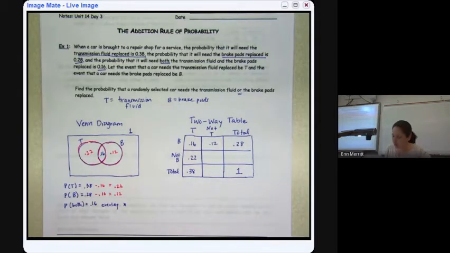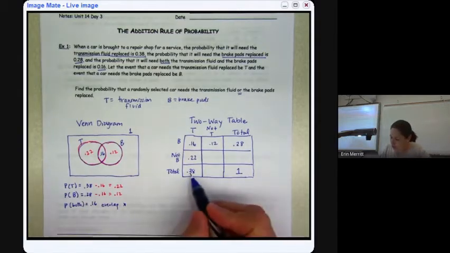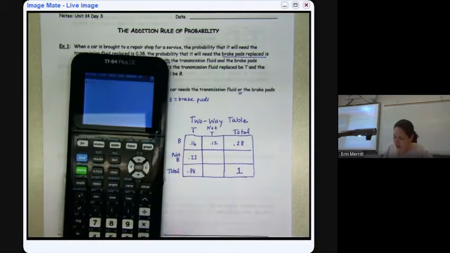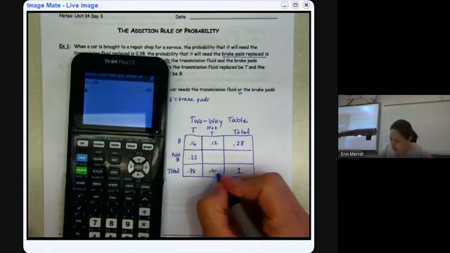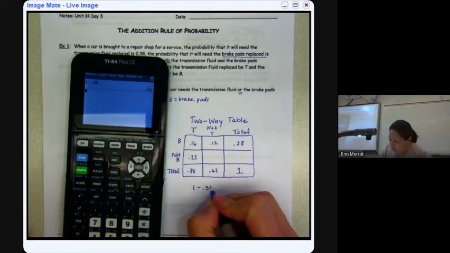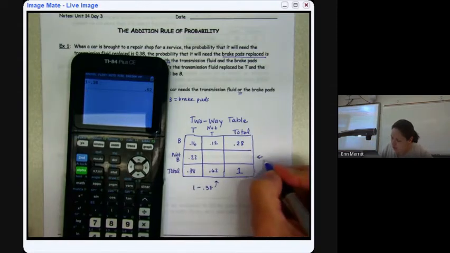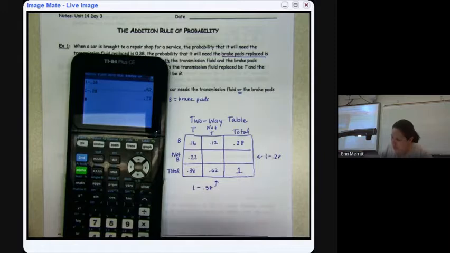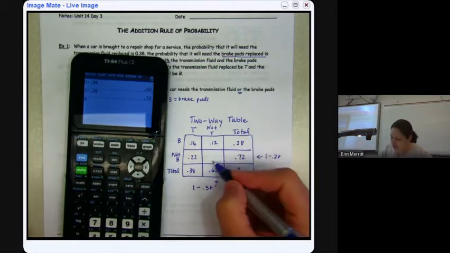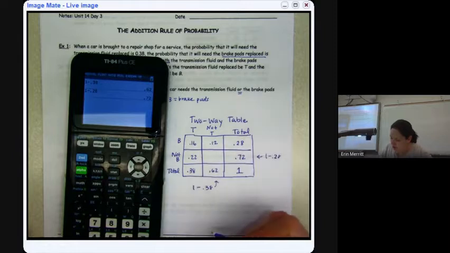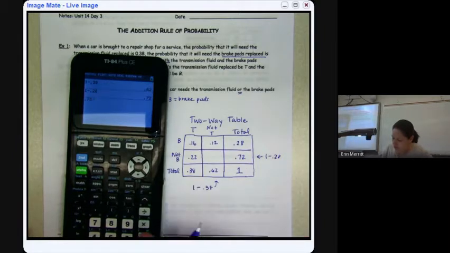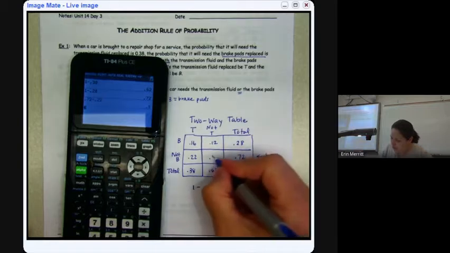Now we have a couple more values to find. We need the row across the bottom to add up to 1. So if we do 1 minus 0.38, that gives me 0.62 down here. And over here, same thing. If I do 1 minus 0.28, that fills in this gap, giving me 0.72 right there. And then the last detail, I can either go down or across. It does not matter. So if I do 0.72 minus 0.22, that leaves me with 0.5 right there.